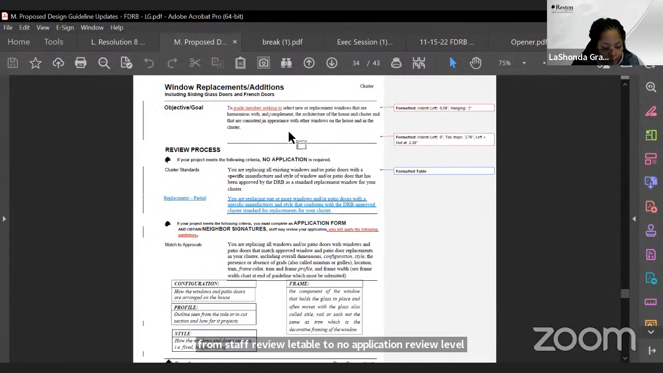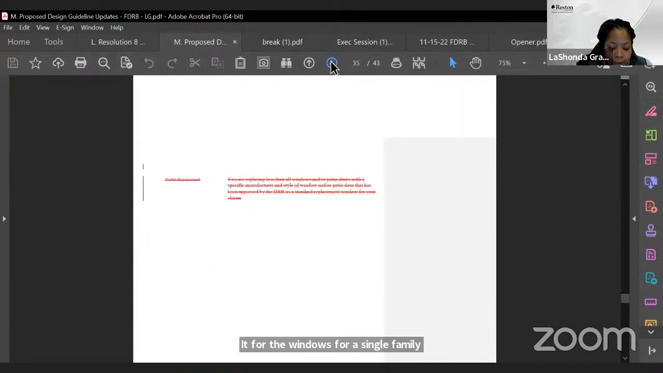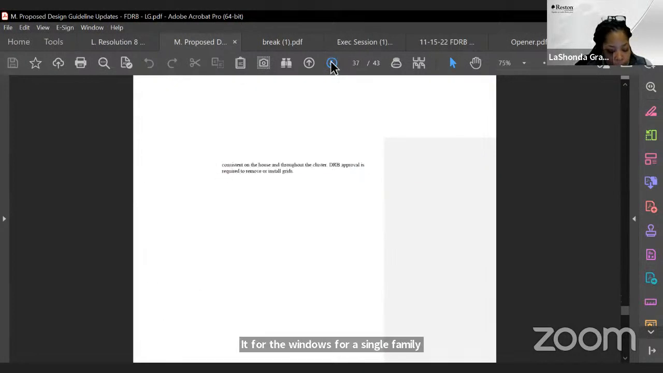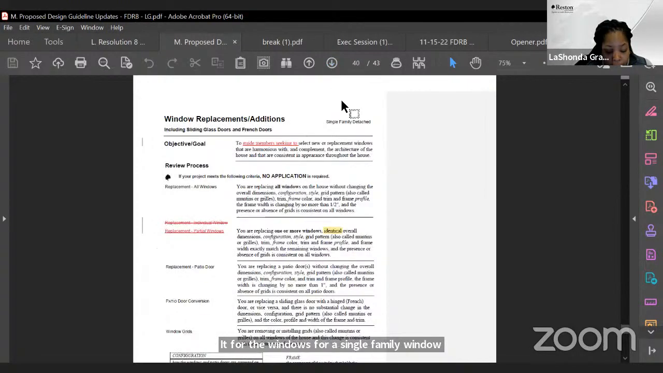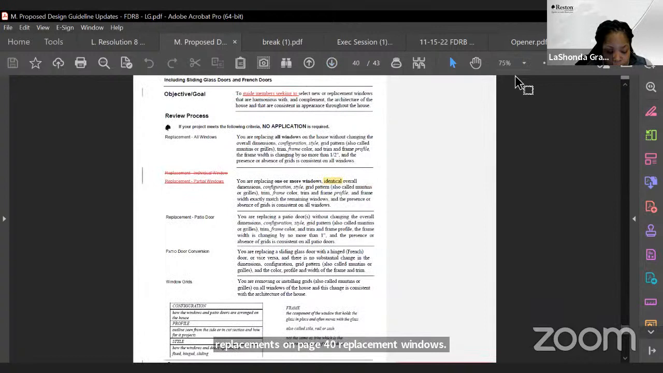And then for the windows for single family window replacements on page 40, replacement windows. We changed the individual windows to partial windows to give the ability to approve more than one window with no application if the windows are identical.